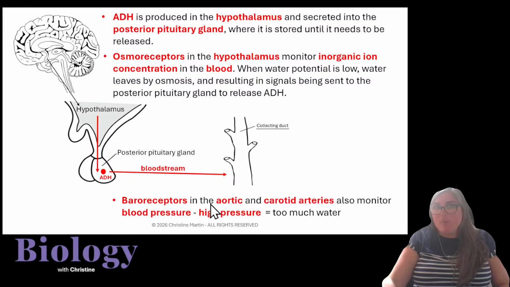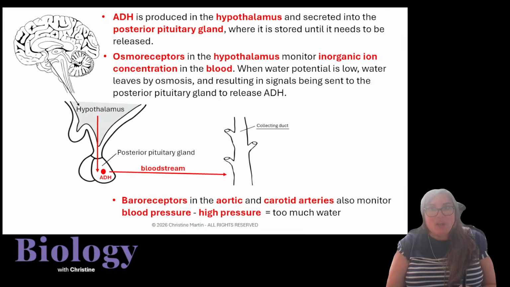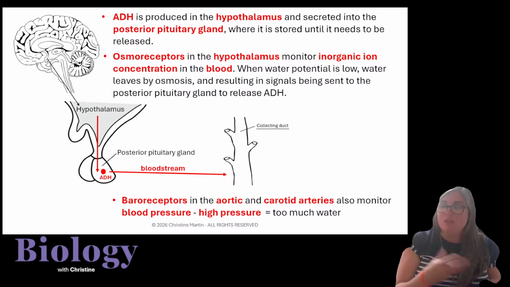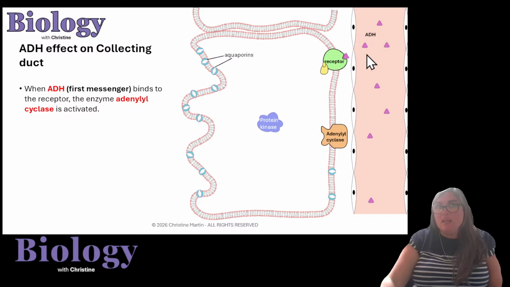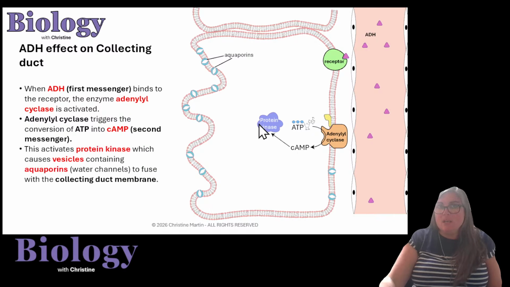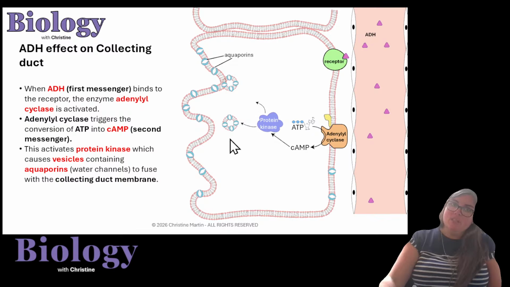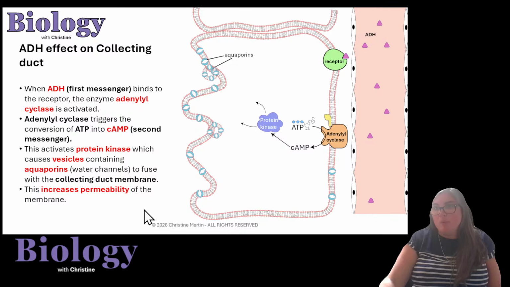We also have our baroreceptors in the aortic and carotid artery monitoring our blood pressure. If we have a high pressure, we therefore have too much water, that would also signal to the kidneys what needs to happen. So ADH gets to the collecting duct, it will bind, it will then activate adenylate cyclase. We then have our secondary messenger, which activates our protein kinases, which therefore causes our vesicles to fuse with the membrane and therefore makes it more permeable.